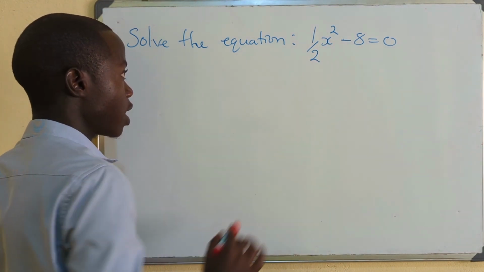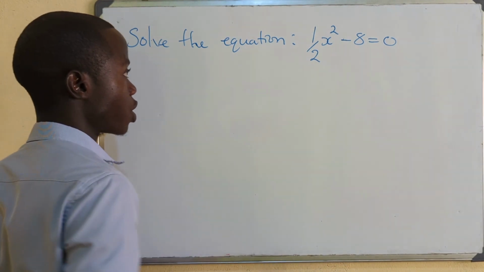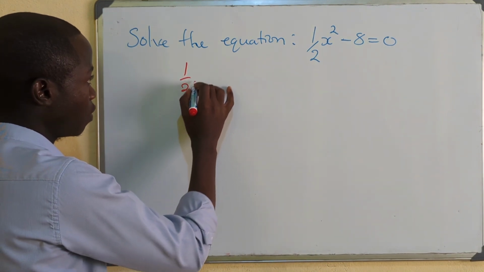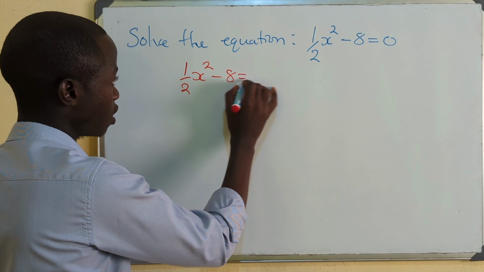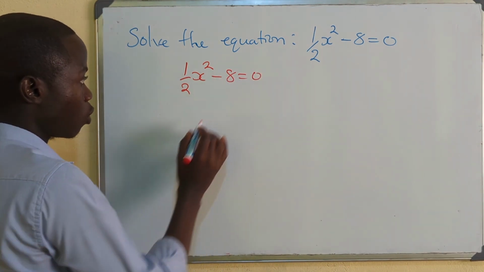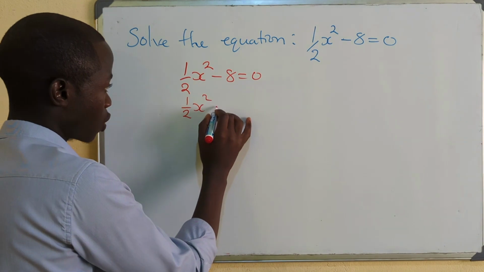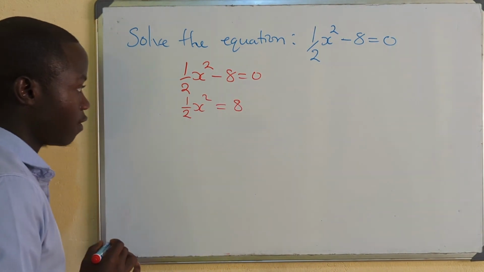To make x the subject of the formula, this negative 8 will cross the equal sign. So here we have 1 over 2 x raised to the power 2 minus 8 is equal to 0. The negative 8 will cross the equal sign, and as it crosses the equal sign, it becomes positive, since here it is negative.